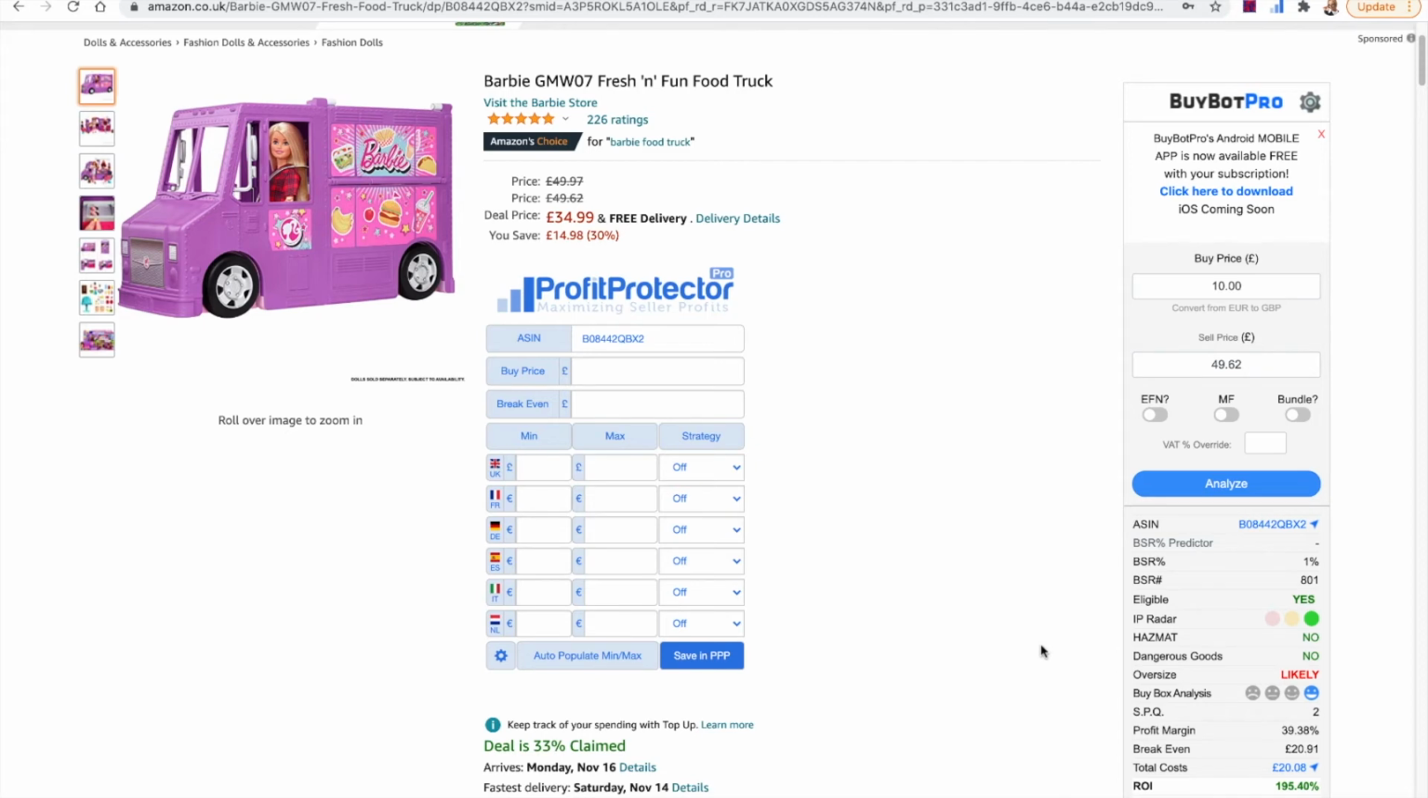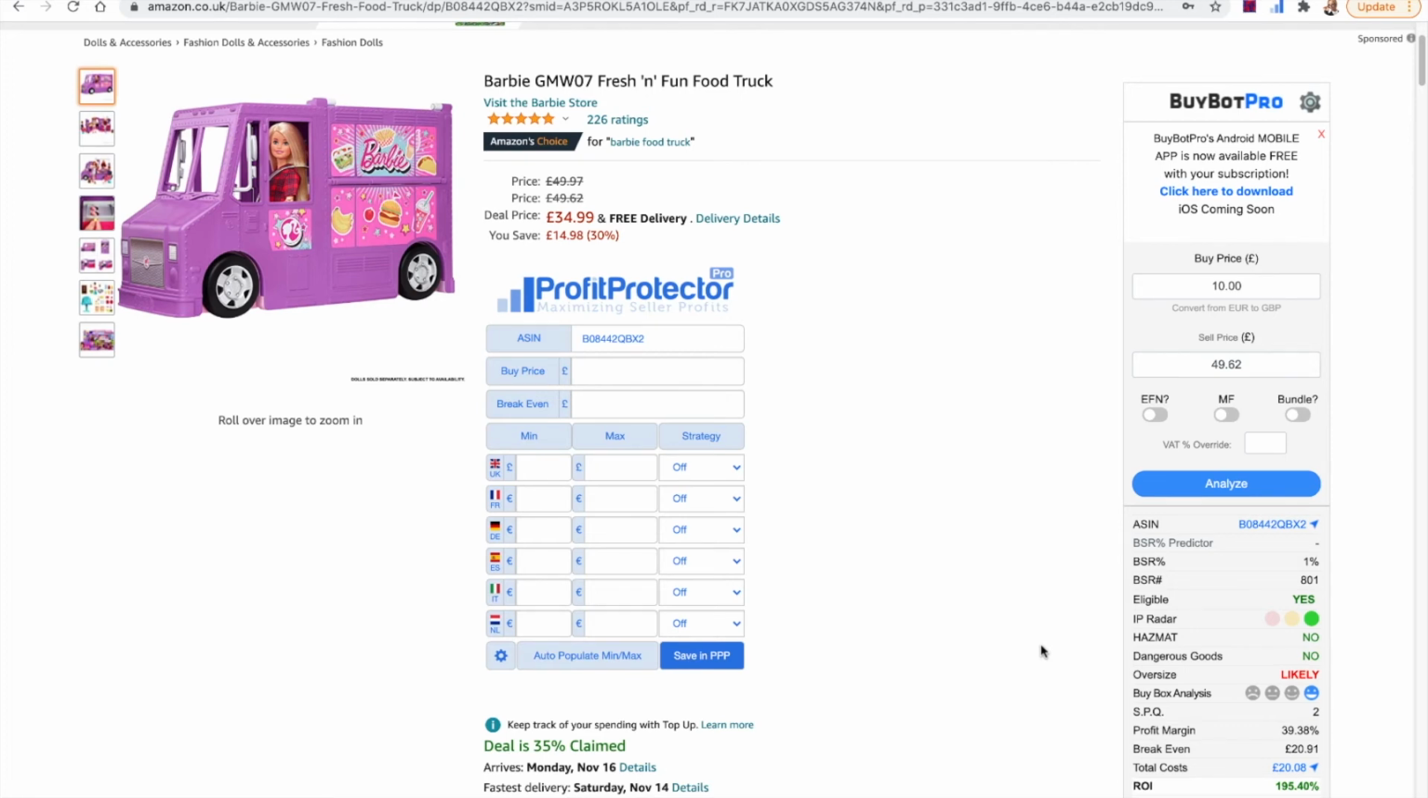Now the SPQ can often come up at 0. If it comes up at 0, that means that you're probably either not eligible to sell the product or the IP radar is red, so we wouldn't recommend you sell the product at all. They're usually the 2 most common reasons why the SPQ would come up at 0. There are also reasons why it could give you a little dash, and a little dash will mean that it needs some human intervention.